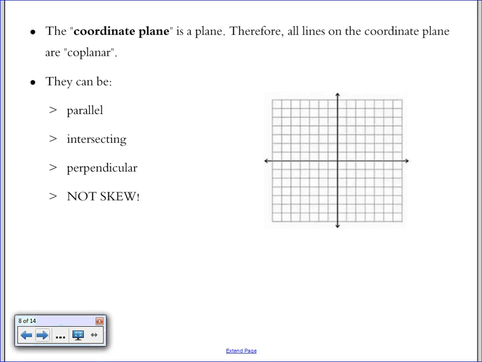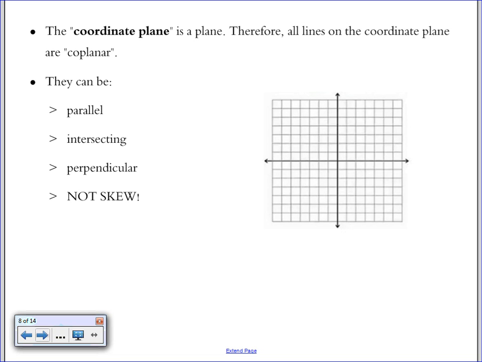The coordinate plane. Now we're jumping into a little bit of an algebra perspective on parallel and perpendicular. The coordinate plane is a plane. It's a flat surface that extends forever in two directions. That's what a plane is. Therefore, all lines on the coordinate plane are considered coplanar lines. Any line that you can draw on the coordinate plane is on the same plane as any other line that you draw on the coordinate plane.